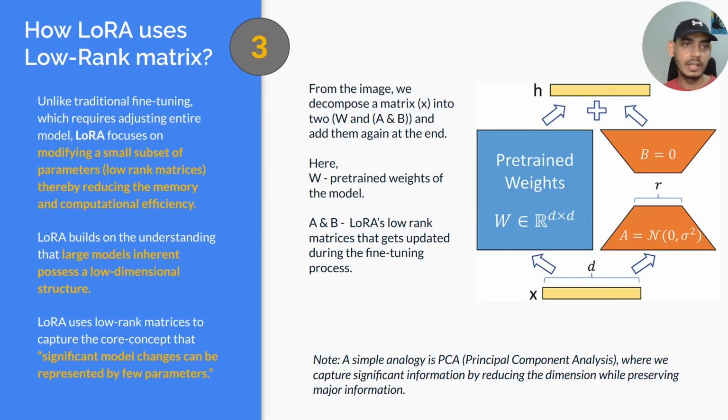Now let's understand how LoRA uses low rank matrices. In traditional fine tuning, you have your weights, all the trainable parameters, and you update all of them for a specific task. In this case, what we do is bring in a new small subset of parameters and train that, or fine tune that, thereby reducing memory and improving computational efficiency.